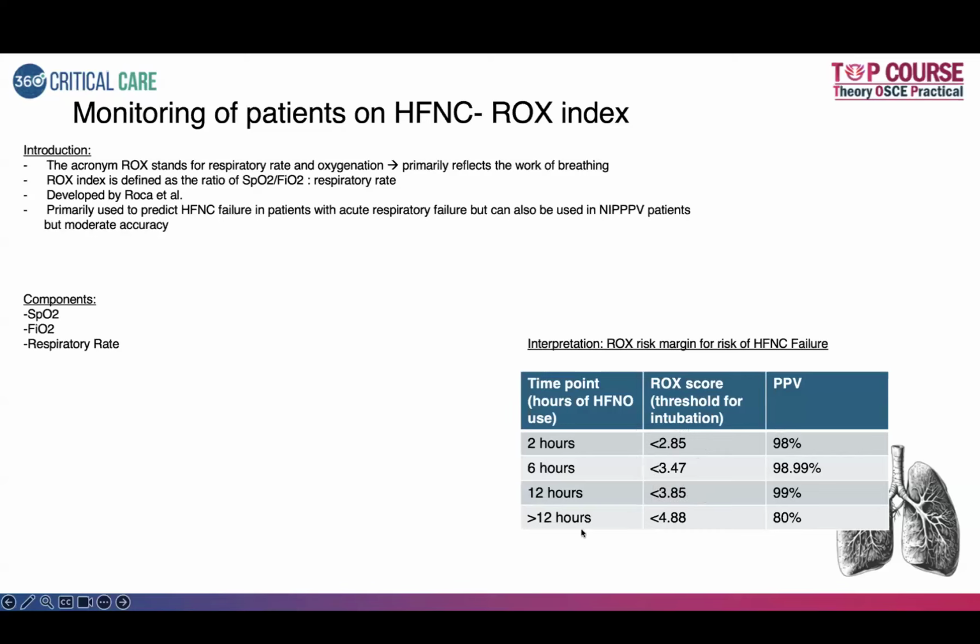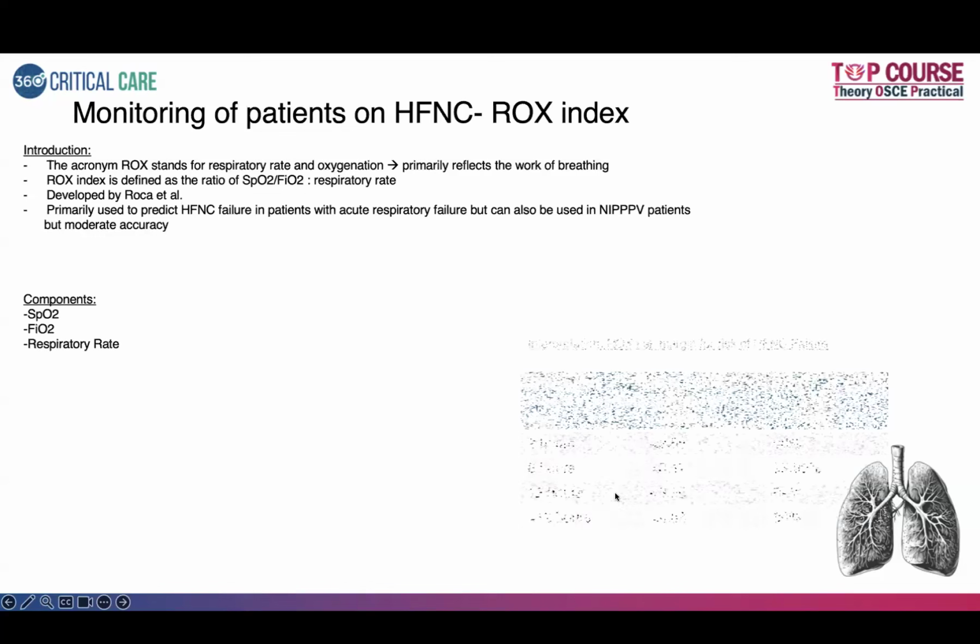But if it is more than 12 hours, the ROX index threshold is taken at 4.88. But if you see here, the positive predictive value comes down to 80%. All right. So these numbers need to be memorized, and the timeline when it needs to be done also needs to be noted. So if at all you find that the ROX index is more than these values, then the threshold for intubation should always be kept in mind.